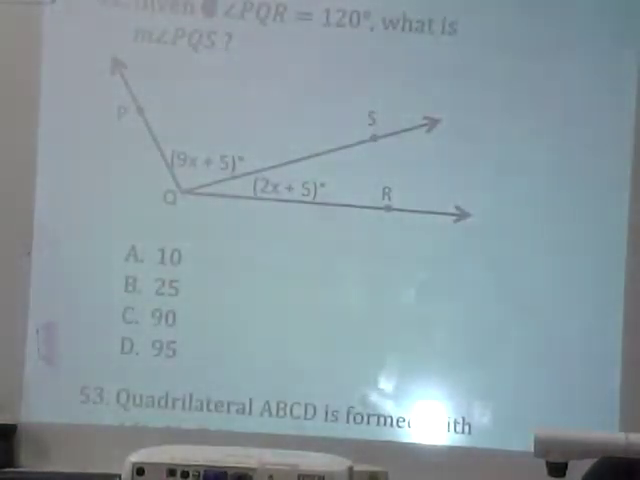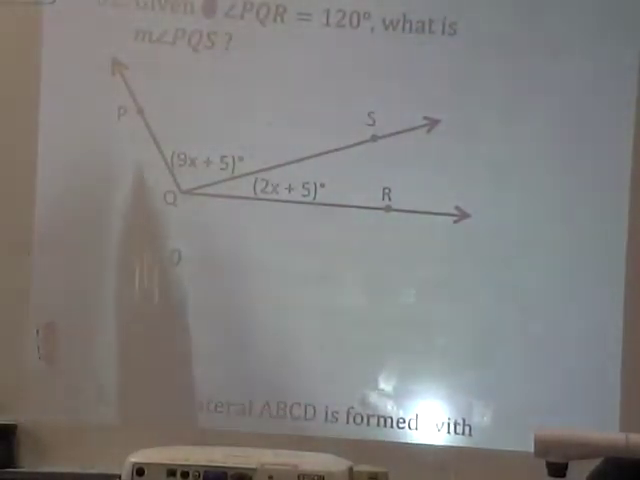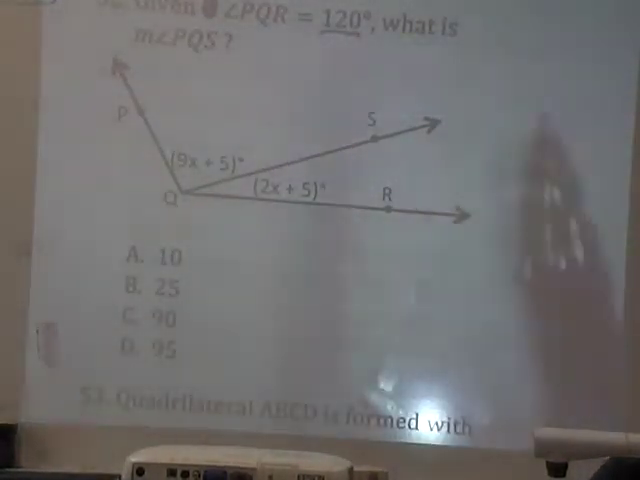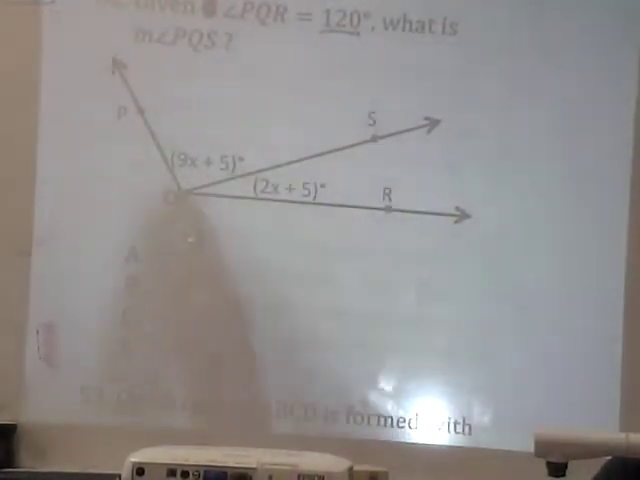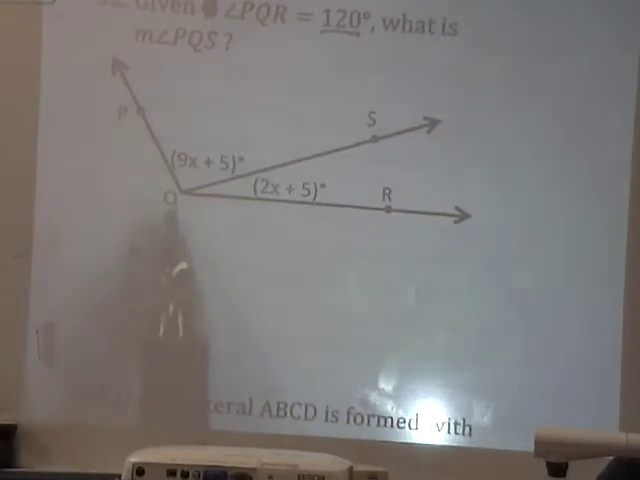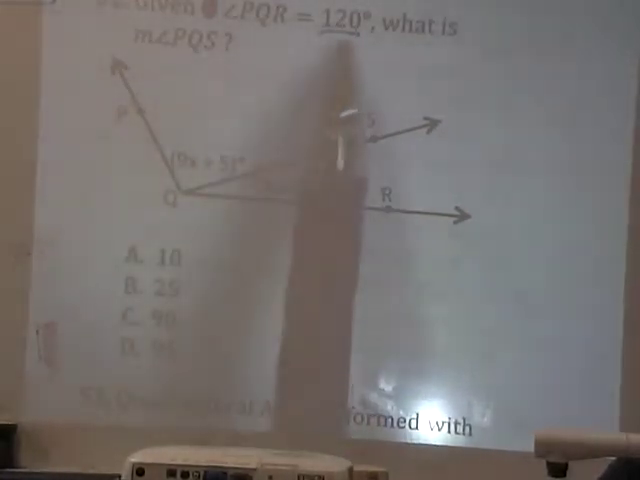I don't know why that 8's there. Given angle PQR, that's the entire angle, right? The big one is 120 degrees. What's the value of PQS? So we've got to solve for x first, right? So what equation can I set up? PQS, the whole thing, equals 120.